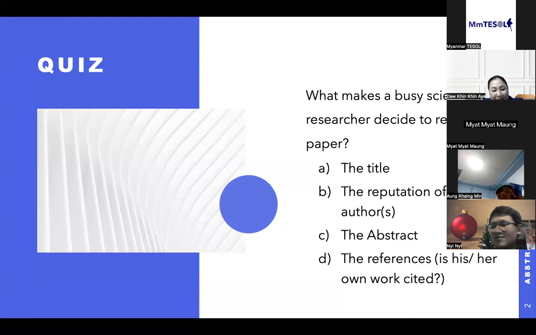Now, what do you think, guys? Some of you answer C. Some of you are very, very clever. They put A and C. Some A. If you were a very busy researcher, which one makes you decide to read a paper?